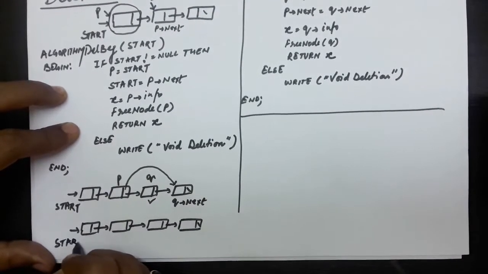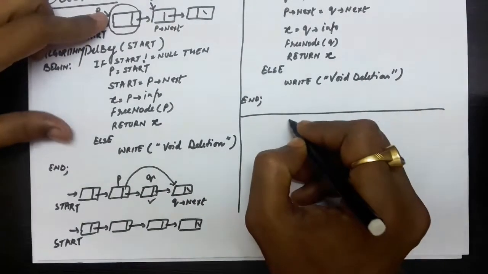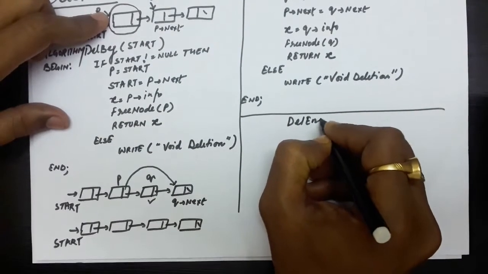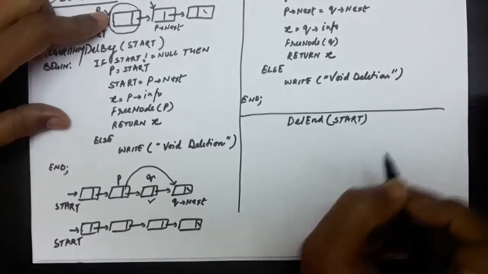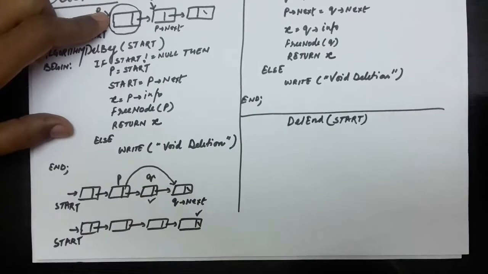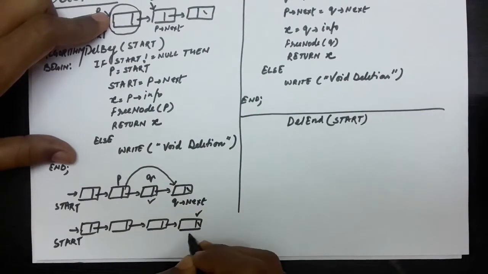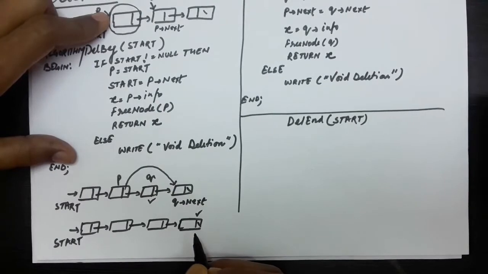Whatever information we have is the information of the first node only, that is, the address of the first node. So this is the delete end operation, and in this operation, the only thing given to us is the address of the first node. For deleting the last node, I need to reach the last node. We already know that by traversing, I can reach the last node. So I will find a node for which the next field is null. That will be the last node.